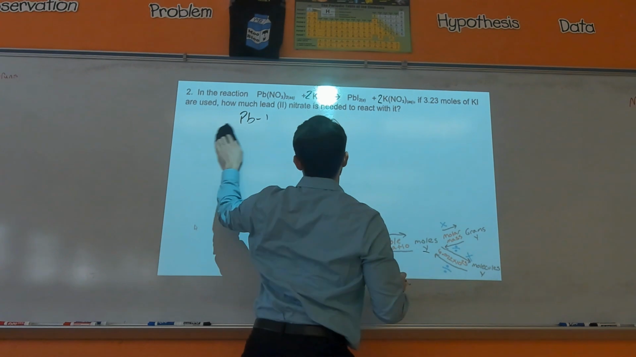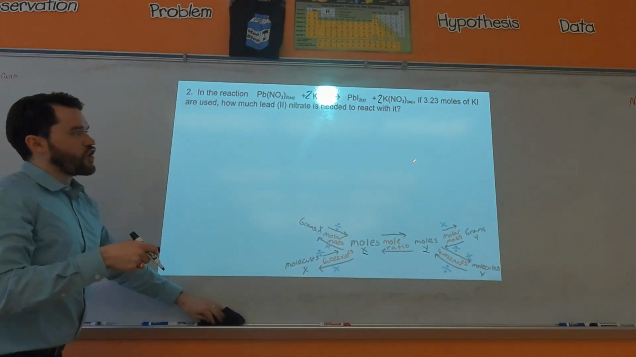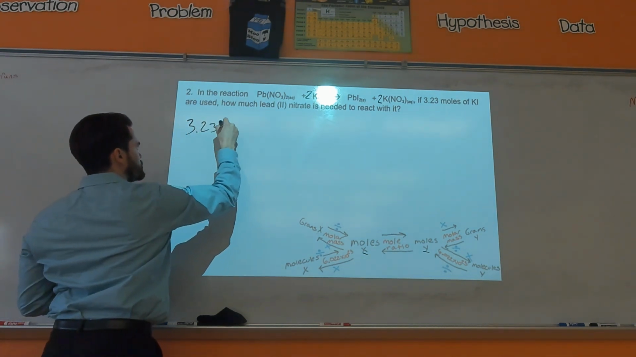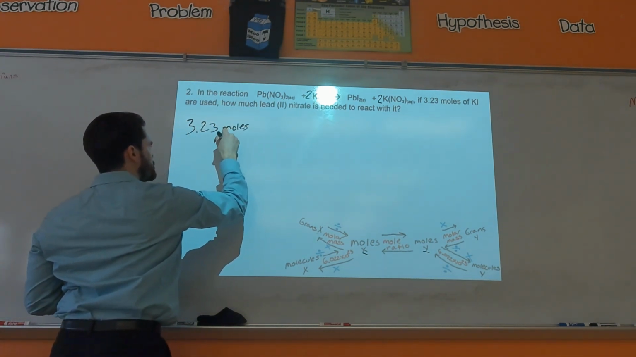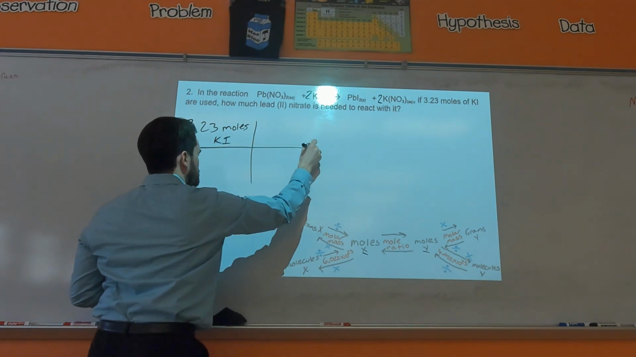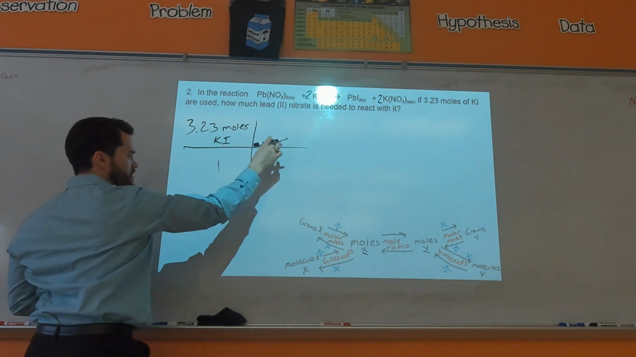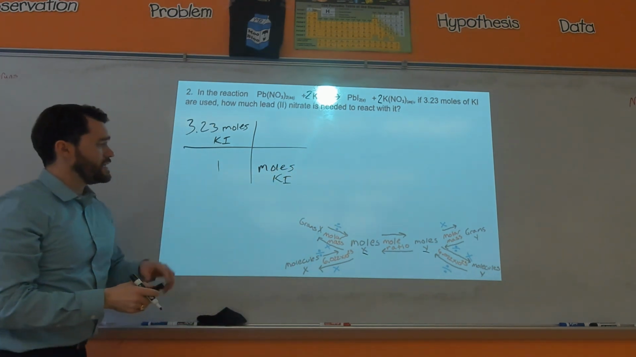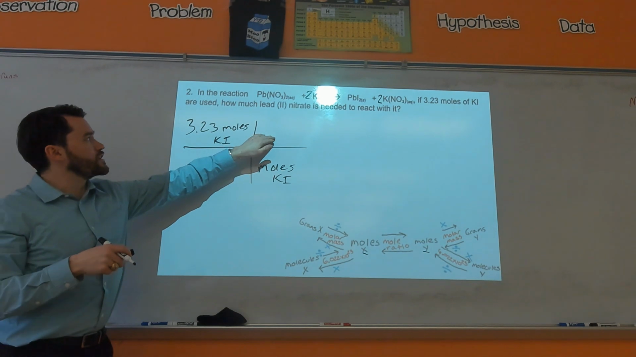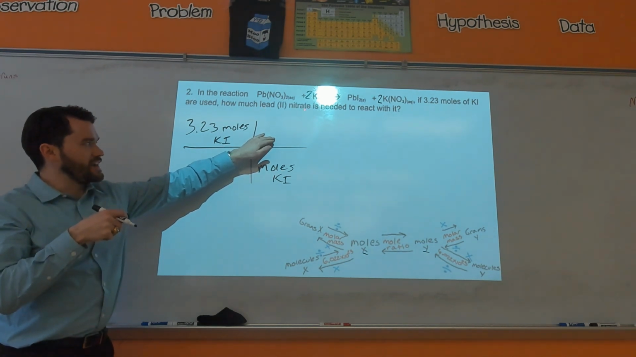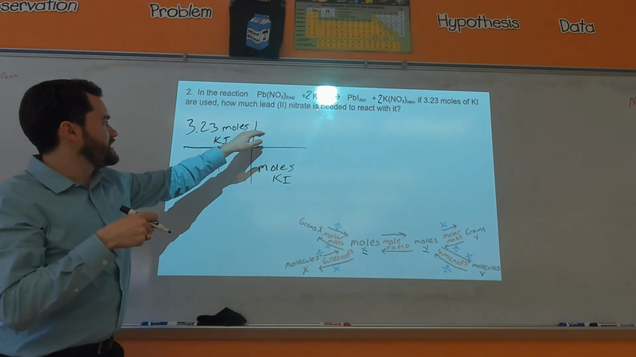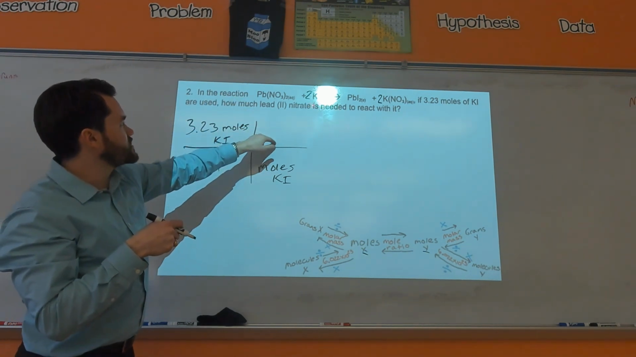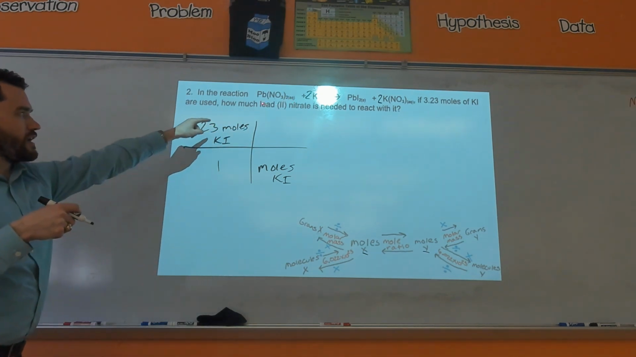So now, if I give myself some space, start with the number they give you. They say if 3.23 moles of KI are used, so write 3.23 moles of KI. Put it over 1. The unit here is what goes here, so moles of KI goes diagonal. And then what are we trying to find? We are trying to find how much lead(II) nitrate. Lead(II) nitrate is going to be what we have right here.